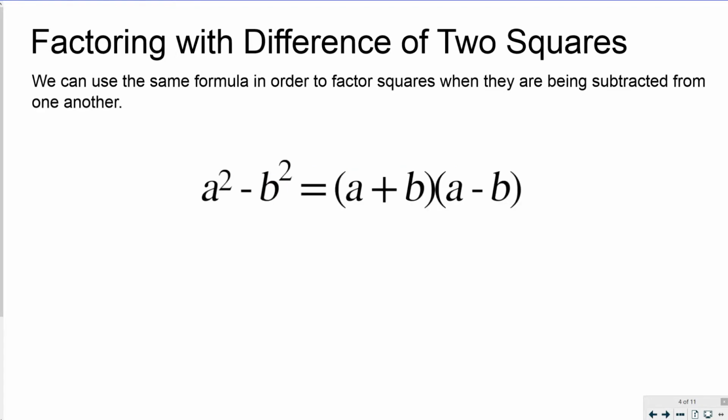So factoring with the difference of two squares, it's the same formula in order to factor squares when they are being subtracted from each other. Again, the formula is a to the second minus b to the second turns into, in factored form, a plus b times a minus b.